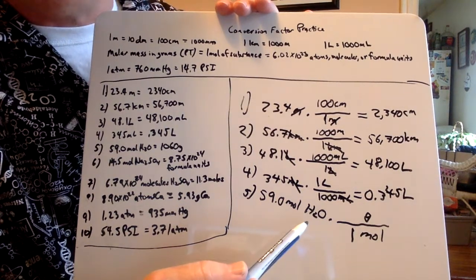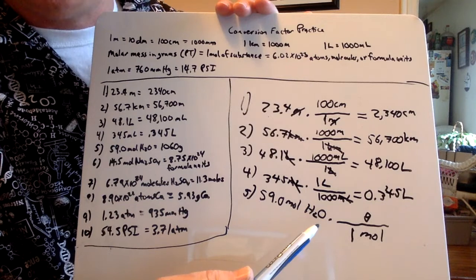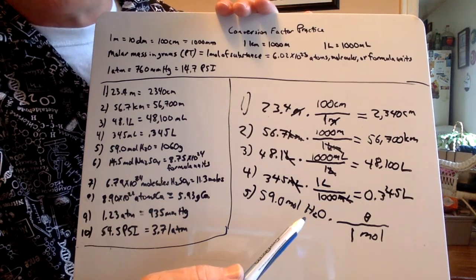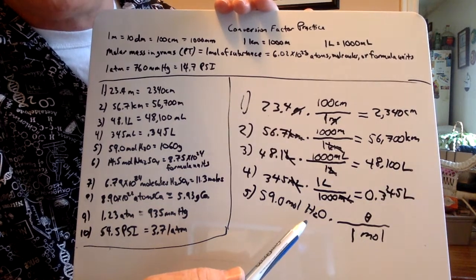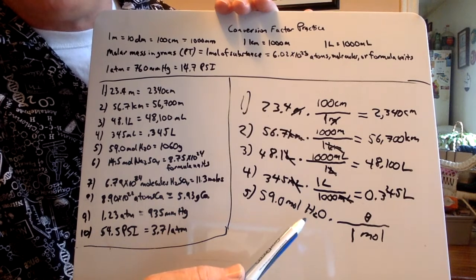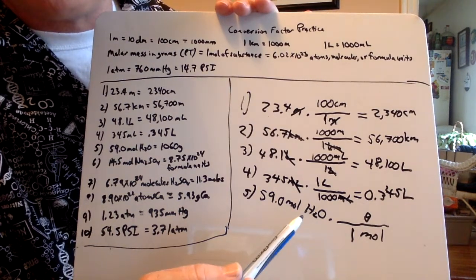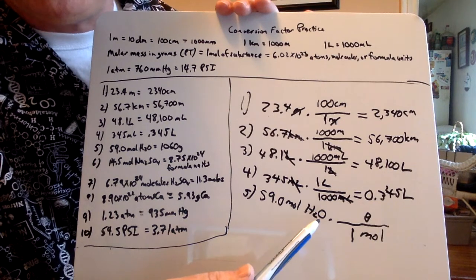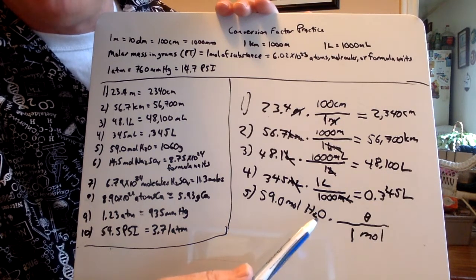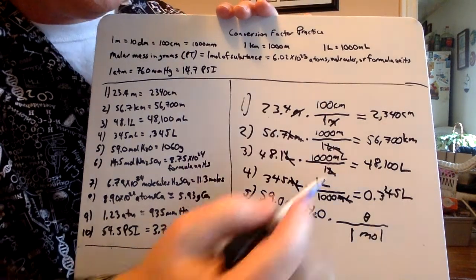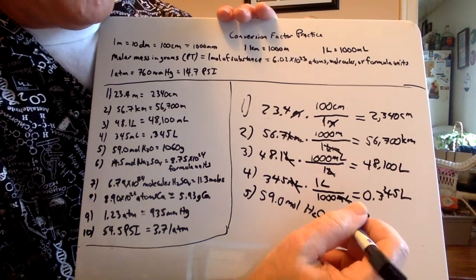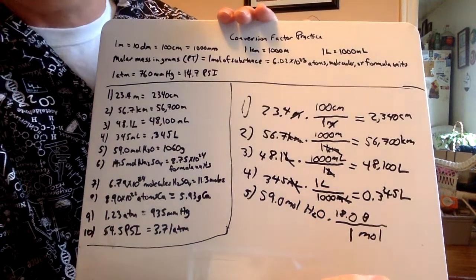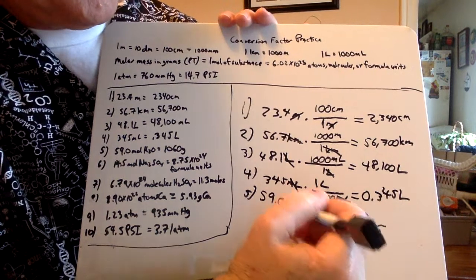Now water, H2O, has 2 H's and 1 O. If I look at the periodic table, remember we're rounding off to the nearest tenth. H is 1.0, so 2 times 1.0 will be 2.0. And then the O is 16.0, so 2.0 plus 16.0, 18.0 grams. The moles cancel.